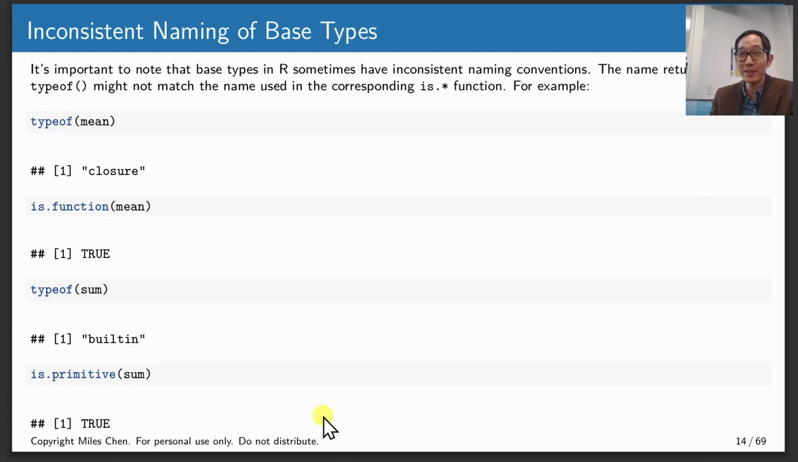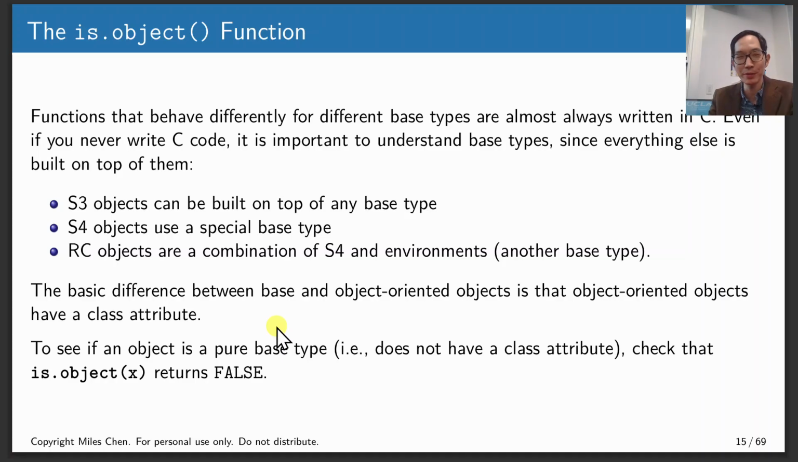But unfortunately, for functions, the function to identify if something's a function or not is is.function. But then when you ask typeof for the function, you get back closure. So why isn't it called a function here? I don't know. It's called a closure here, right? And then you have these other functions, they're primitive functions. But when you ask typeof, it comes back and says it's a builtin rather than primitive. I don't know. It feels weird, but mean is a function and sum is a primitive function, and we don't even bother thinking about it.